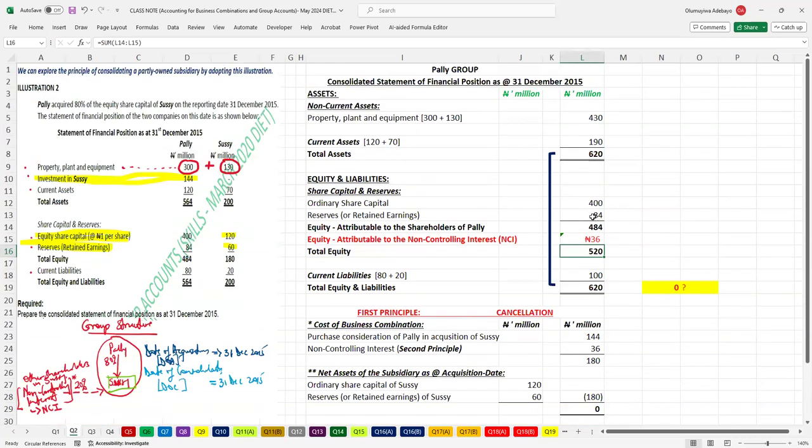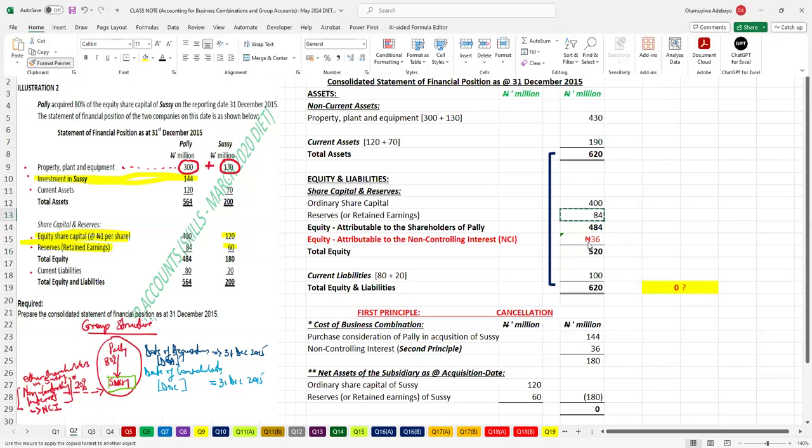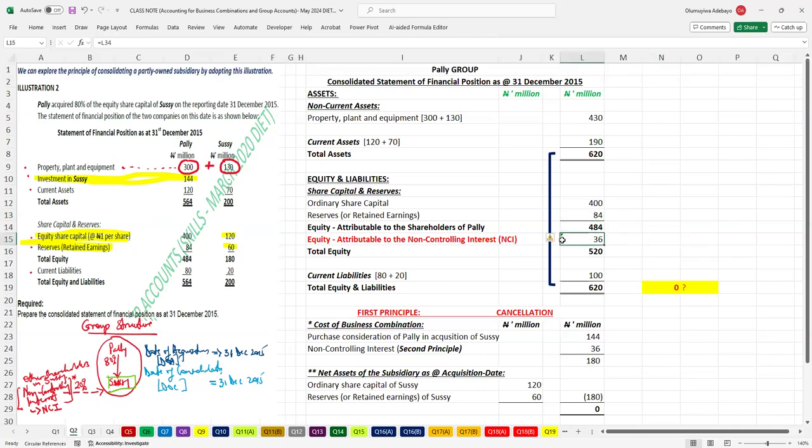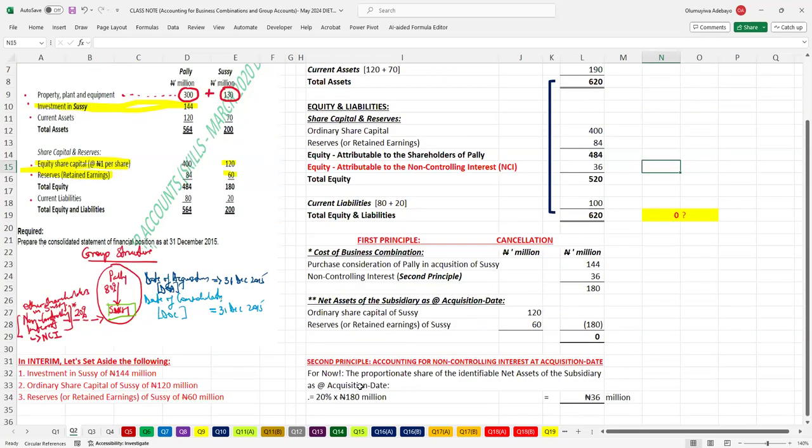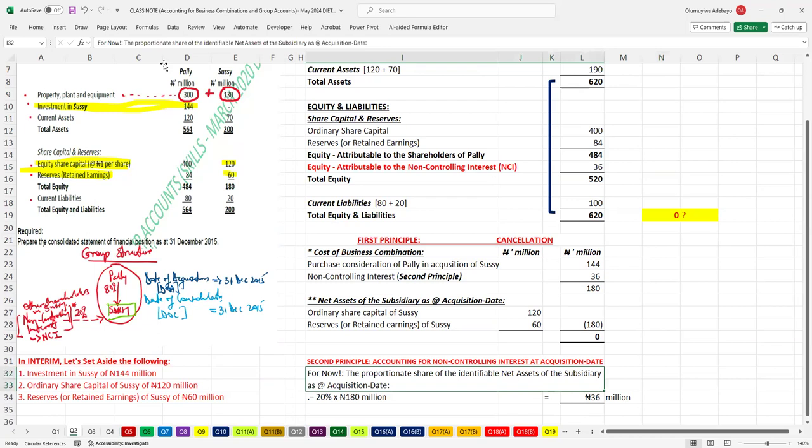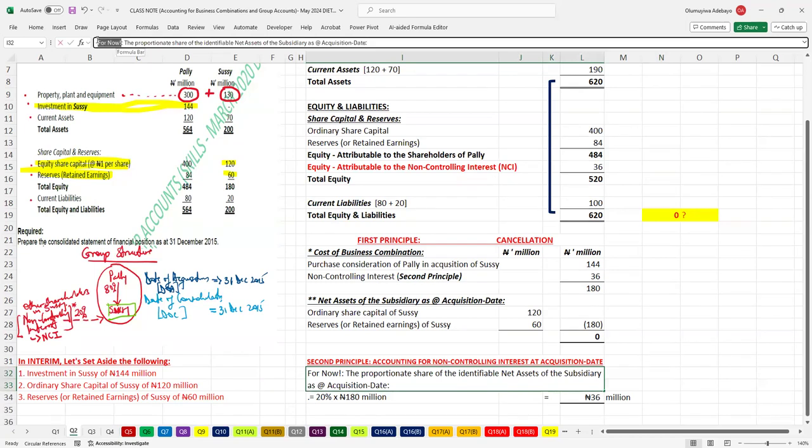And that is that. Okay, which means we've now exposed you to the second principle. The second principle has shown you how you account for non-controlling interest whenever the subsidiary is not wholly owned, which means you account for the stake of non-controlling interest for now as a proportion of the identifiable net assets. Okay, and that is that.